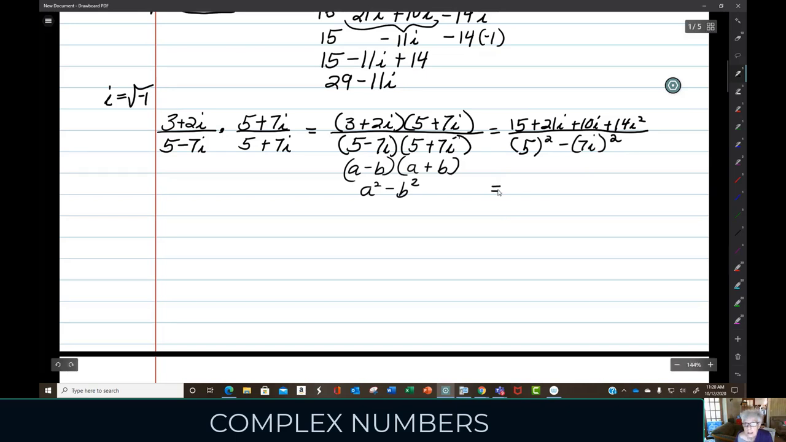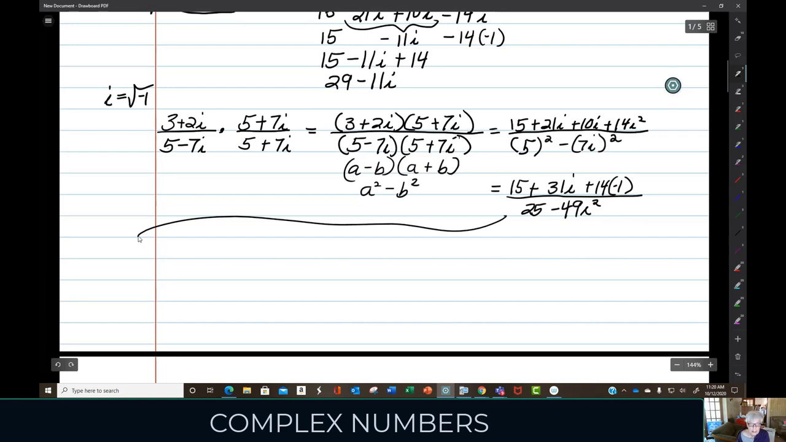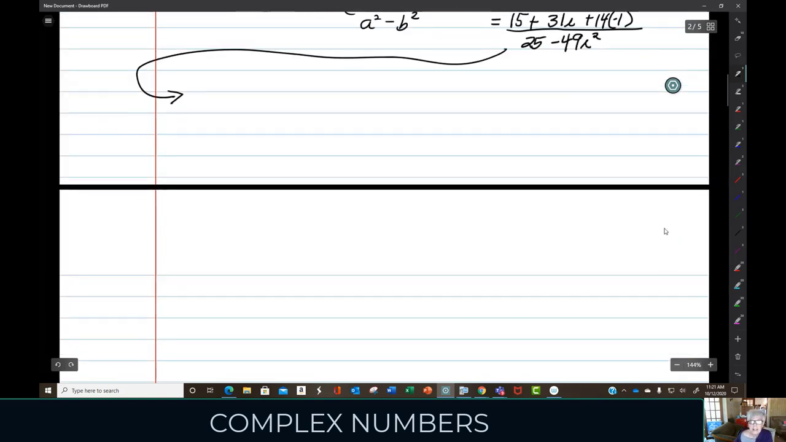This will give us 15 plus 21i plus 10i, 21i plus 10i is 31i, so 15 plus 31i, plus 14 times negative 1, over 25 minus 49i squared. So that will be, let's pull it on over here so I don't run out of room. I hate it when I have to go over to another page. We will have 15 plus 31i minus 14 over 25 minus 49 times negative 1.